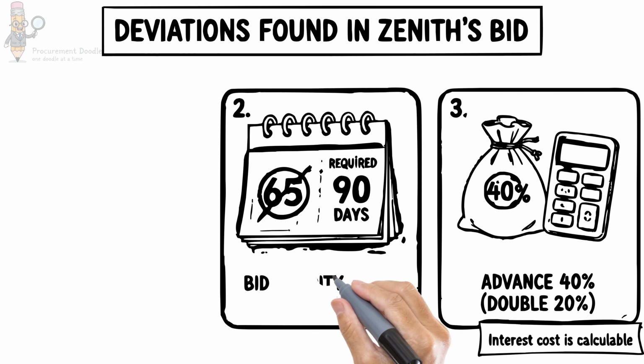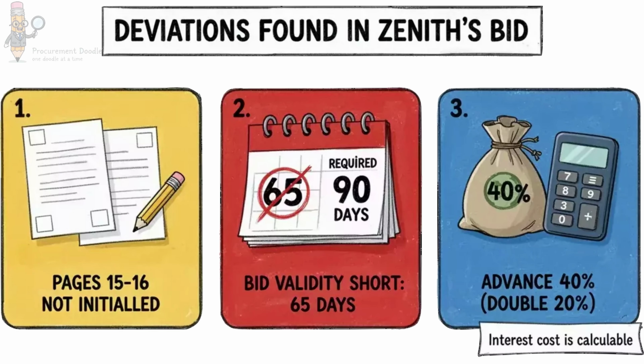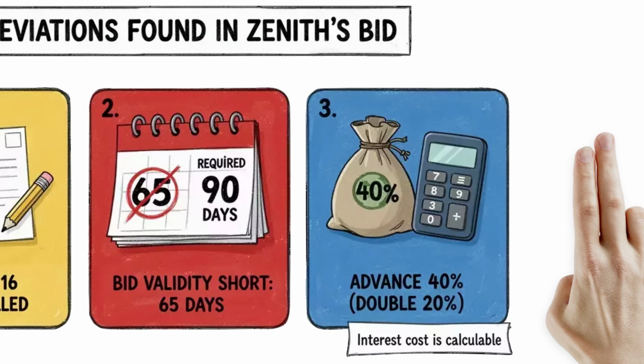2. Zenith offers a bid validity of only 65 days, not the required 90. 3. They request a 40% advance payment, double the permitted 20%. The additional interest cost to the procuring entity can be calculated.